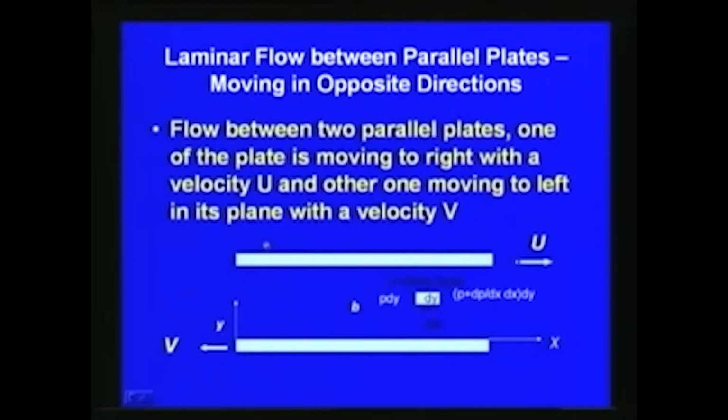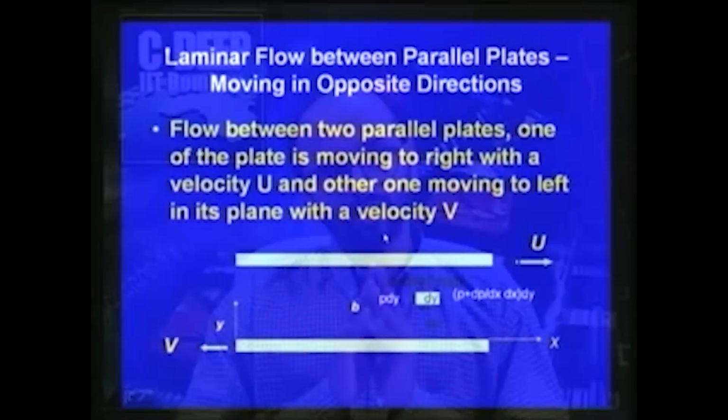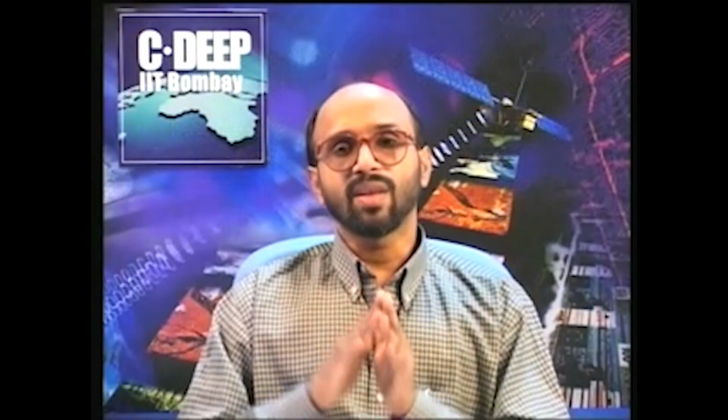So, again the difference is the boundary conditions. So, now the laminar flow between parallel plates moving in opposite direction. So, flow between two parallel plates, one of the plates is moving to the right, as demonstrated in the figure. The upper plate is moving with the velocity u, and the lower plate is moving to the left hand side with the velocity v. So, we want to find an expression for velocity, shear stress and other parameters.